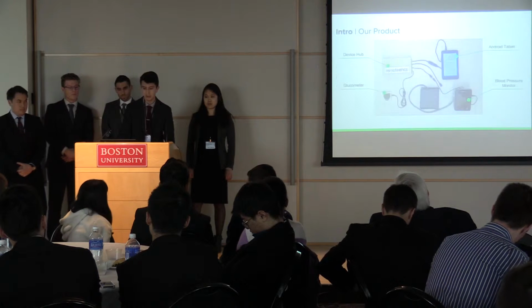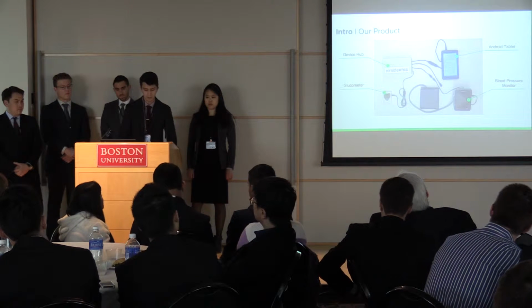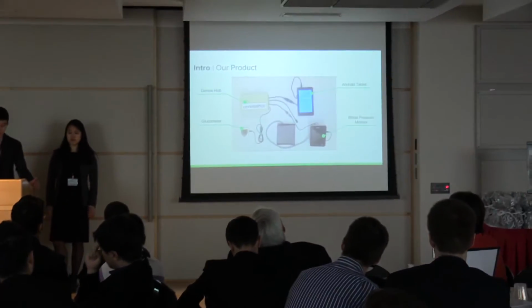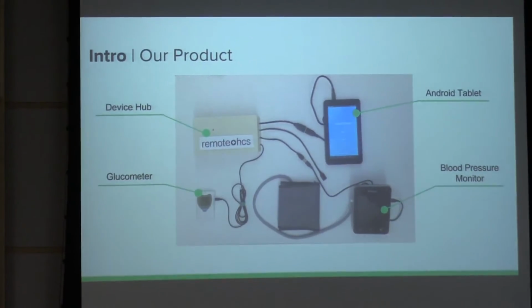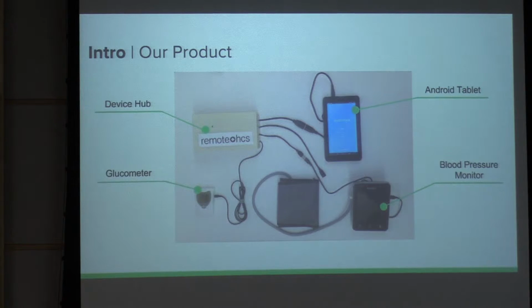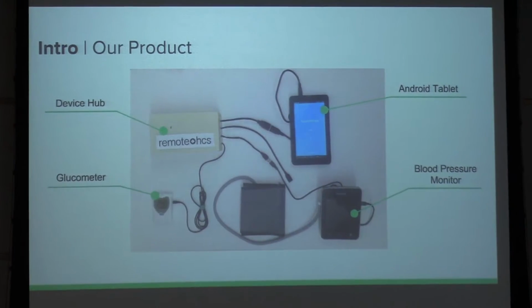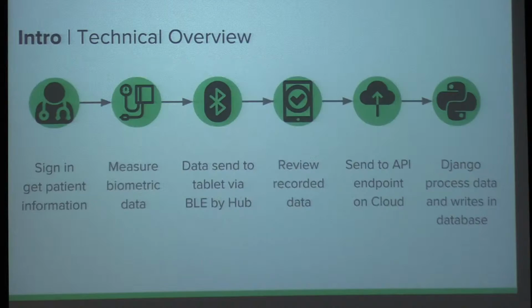So now we can take a look at the final design we have here. Starting from the top left, we have our device hub. Contained within is a Raspberry Pi microprocessor, a lithium-ion battery pack, and 2 printed circuit boards encased in a 3D printed plastic housing. That is connected directly to our Android tablet, which is a new Tab G7, and then we have our 2 digital medical devices. So now Ming is going to talk a little bit more about our technical overview.